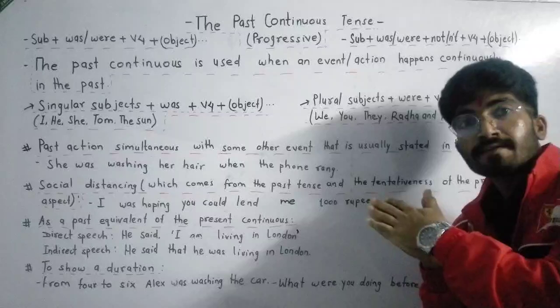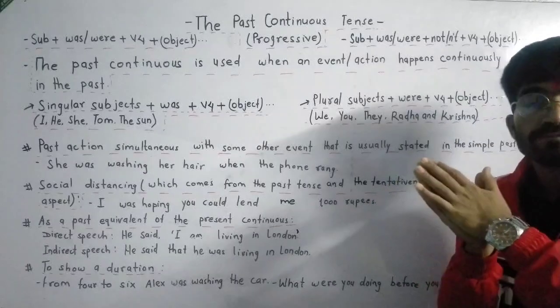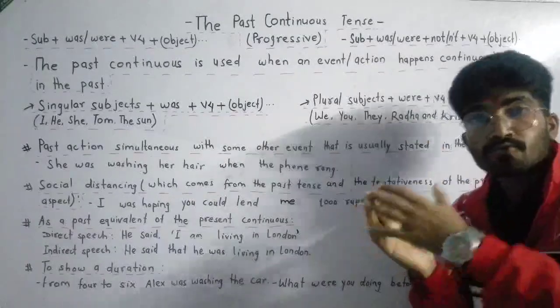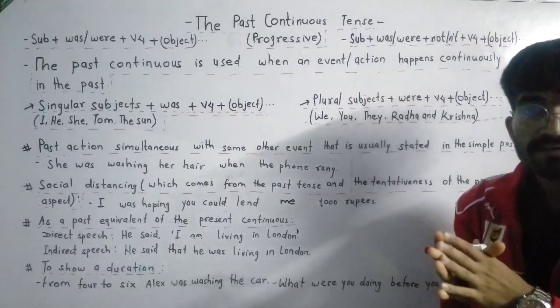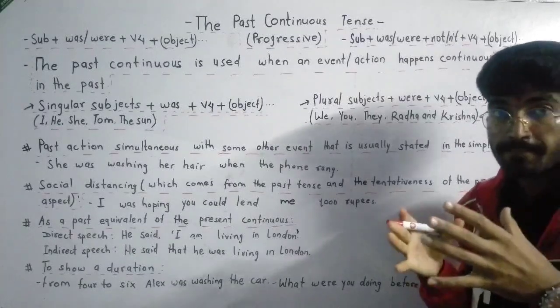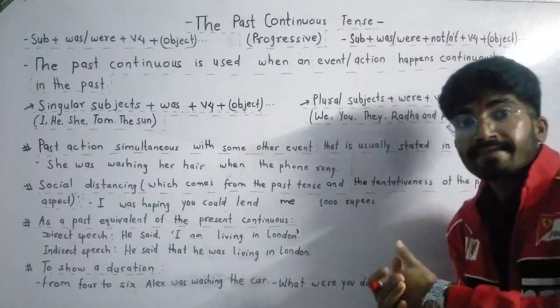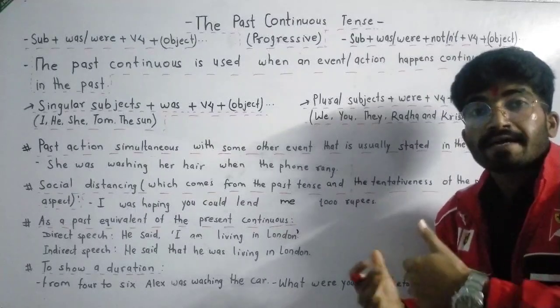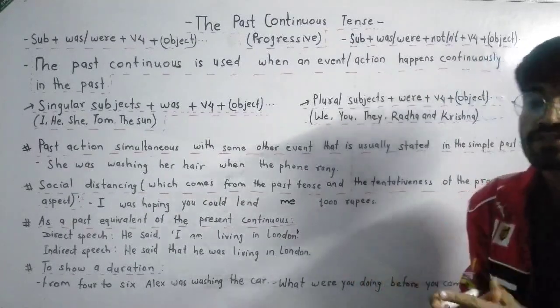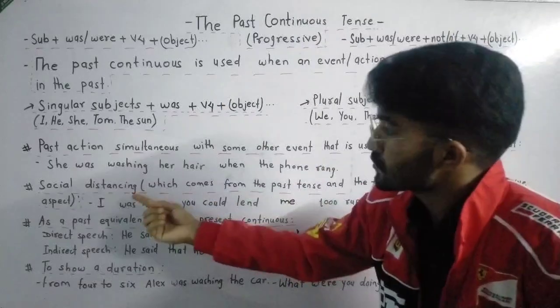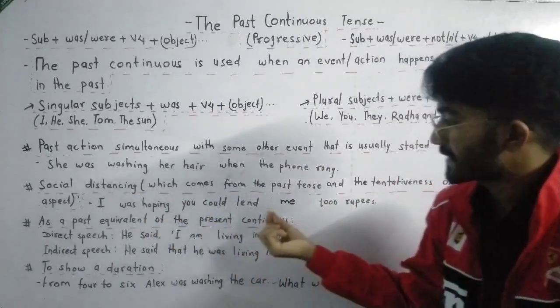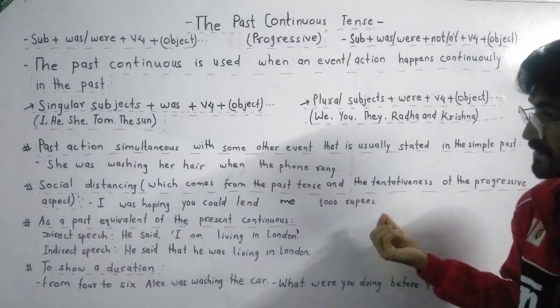I was thinking to ask you English related questions, grammar related questions, like this. There is a gap because you were thinking and you ask later on. This is how we can use this tense. For example, social distancing. I was hoping you could lend me 1000 rupees. This is how we can use it.